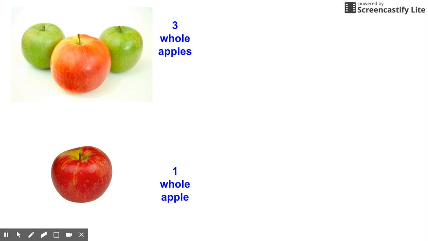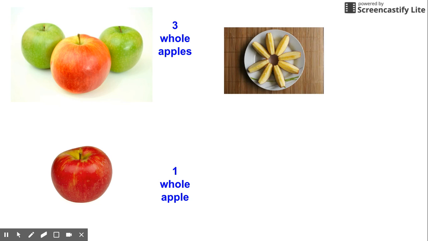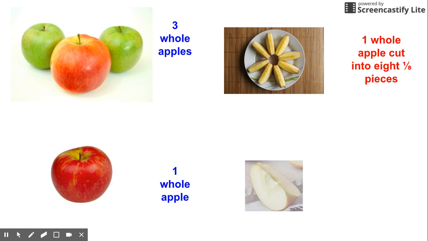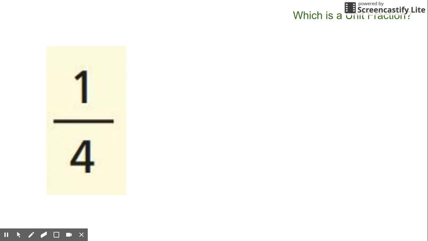Right. So if you cut that one whole apple into 8 equal-sized pieces, you would have 8 1/8 fractional parts of the apple. So then each piece is 1/8 equal part of the whole apple. You got it. Now, let's talk about unit fractions.